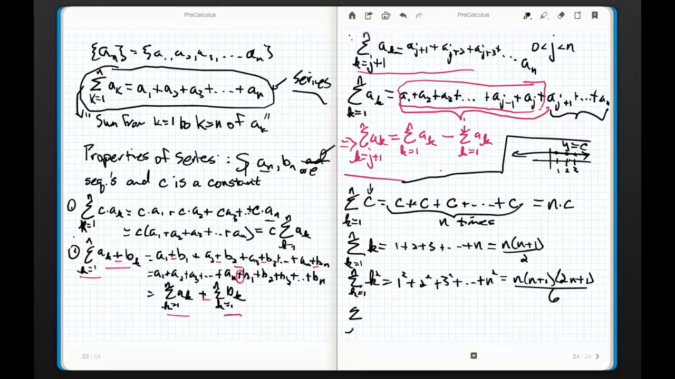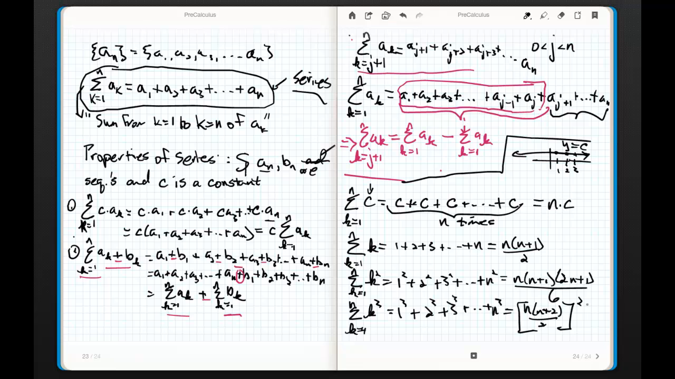And then last but not least, and then we're all done, is the sum as k goes from 1 to n of k cubed. All that this is, is 1 cubed plus 2 cubed plus 3 cubed plus ... plus n cubed. And strangely enough, it's n times n plus 1 all over 2, squared. Which is crazy.